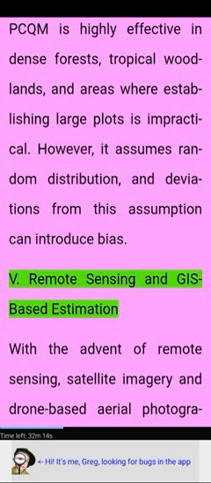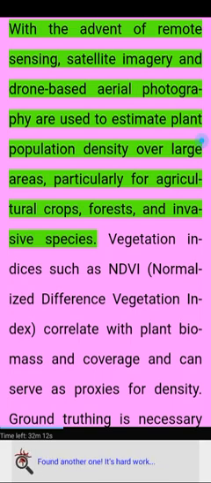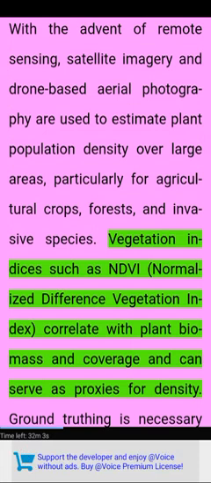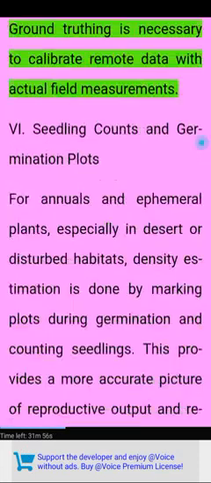V. Remote sensing and GIS-based estimation. With the advent of remote sensing, satellite imagery and drone-based aerial photography are used to estimate plant population density over large areas, particularly for agricultural crops, forests, and invasive species. Vegetation indices such as NDVI, Normalized Difference Vegetation Index, correlate with plant biomass and coverage and can serve as proxies for density. Ground truthing is necessary to calibrate remote data with actual field measurements.